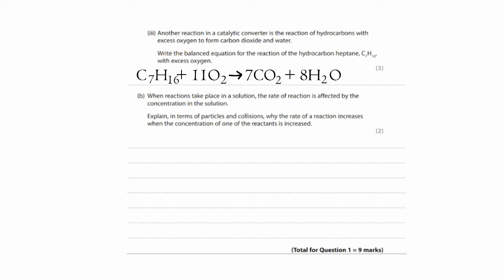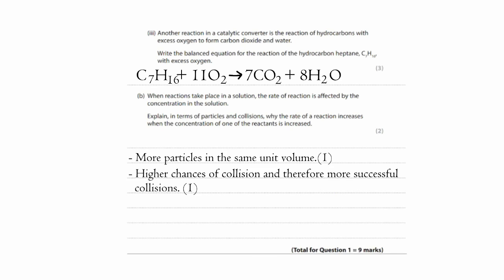Now this is a final question. When reactions take place in a solution, the rate of reaction is affected by the concentration in the solution. Explain in terms of particles and collisions why the rate of reaction increases when the concentration of one of the reactants is increased. We have seen this in this video before, and why the increase in concentration increases the rate of reaction. It is a 2-mark question, and the marks are as follows. 1. More particles in the same unit volume in increased concentration, and 2. A higher chance of collisions, and therefore more successful collisions, hence an increased rate of reaction.